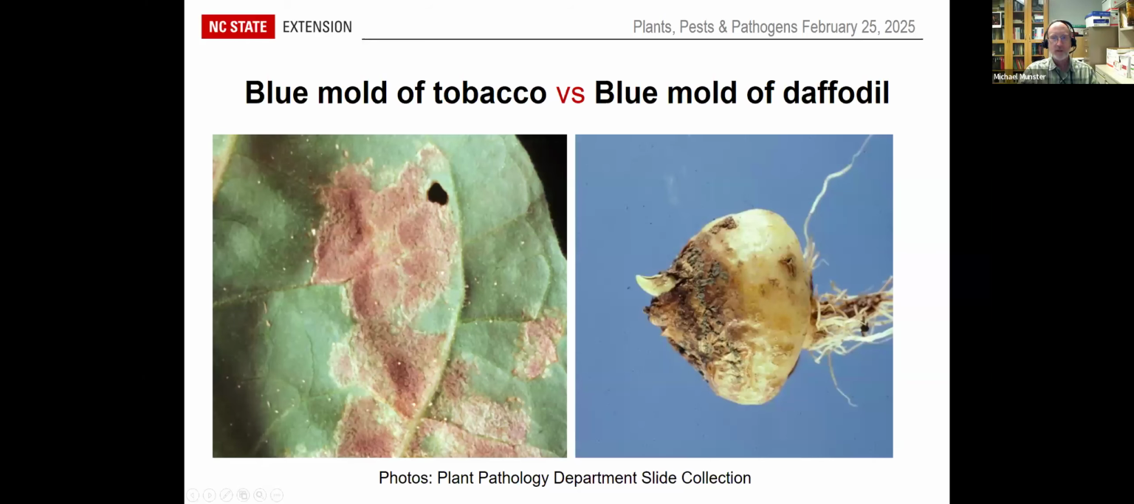Here's an example from the world of plant pathology where the word blue mold could refer to two very different things, a disease of tobacco or a disease of daffodil bulbs, one caused by a fungus-like organism and the other caused by a true fungus. And we have many such examples. For example, black rot means different things if it's on apple, if it's on grape, if it's on other different hosts. So common names can get us into trouble.